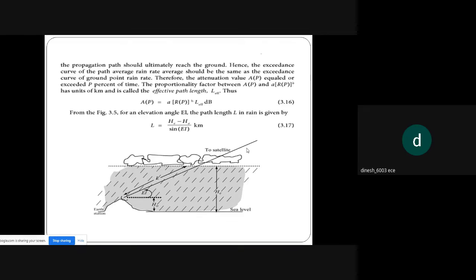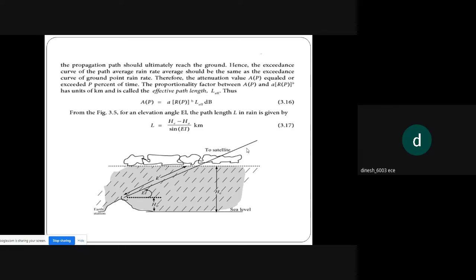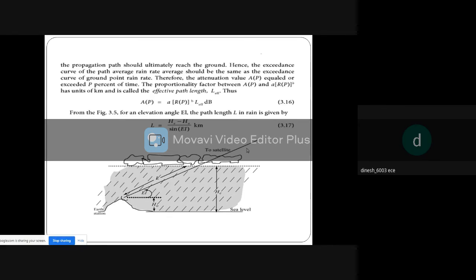He is the height being measured from the satellite to the Earth surface sea level, and H0 is the distance above the sea level of the Earth station where it is present, so that is divided by sine of the elevation angle EL. So with that we can find out the L value.